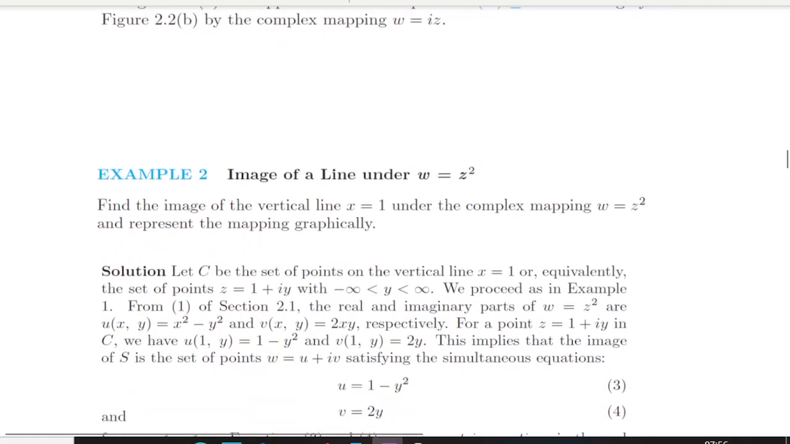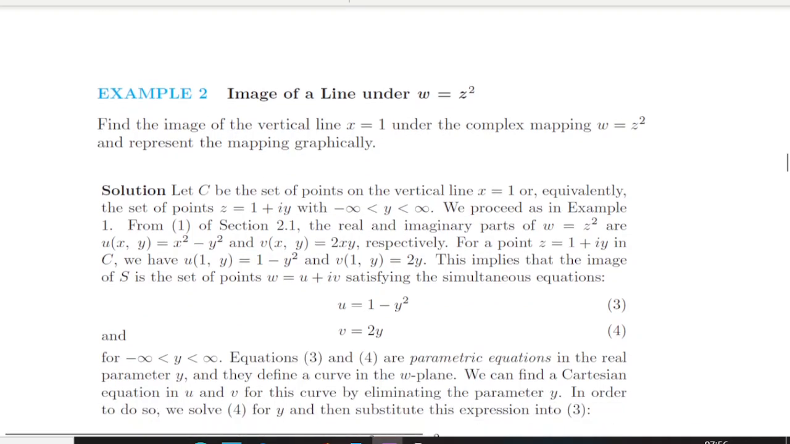Second example is the image of the line under w equal to z square. So we can proceed in the same manner. Here we want to find the image of the vertical line x equal to 1 under the complex mapping w equal to z square.